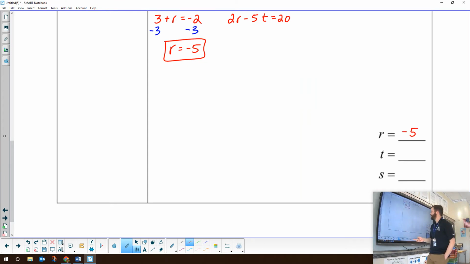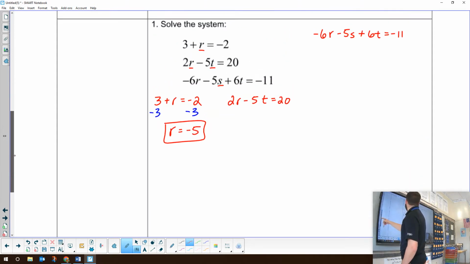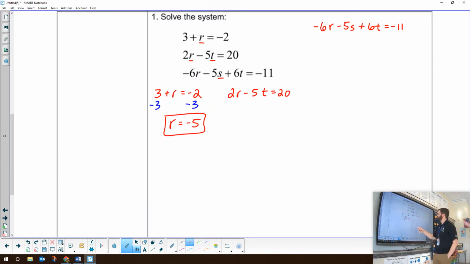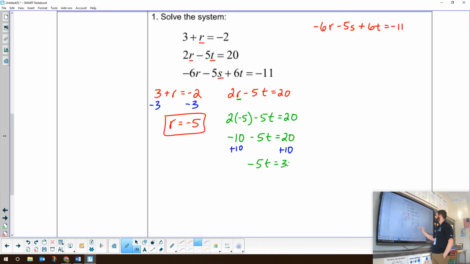Just like that, I already know what r equals, and I can write that down here. R equals negative 5. Once I know what r is, I can use that information to find out what t is. Check this out. I can plug it in for r right there. I can go 2 times negative 5 minus 5t equals 20. And so 2 times negative 5 is, of course, negative 10. Minus 5t equals 20. Then I will add 10 to both sides, and we will end up with negative 5t equals 30. Then all I got to do is divide both sides by negative 5, and we end up with t equals negative 6.